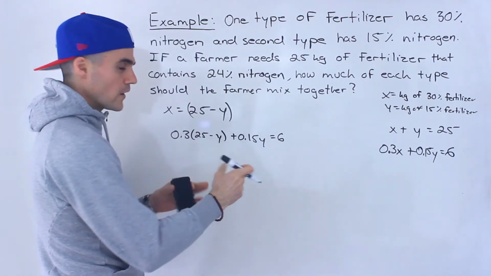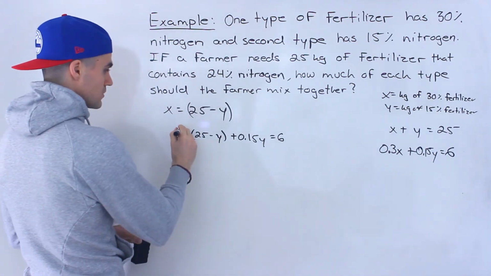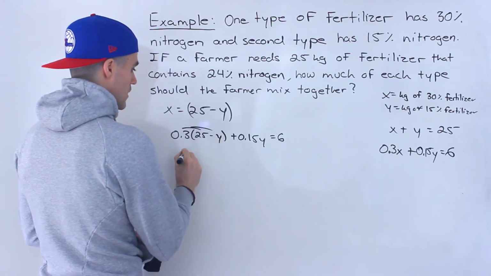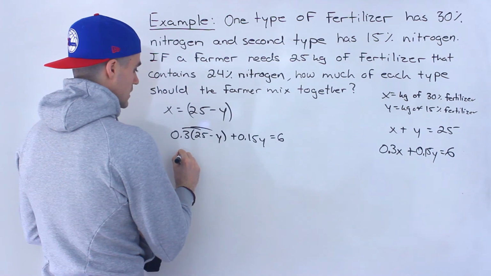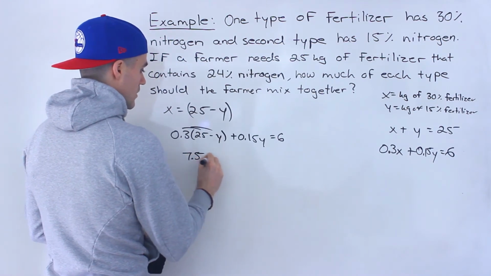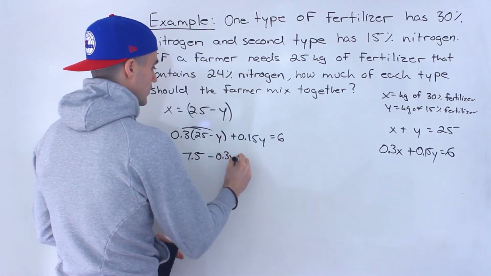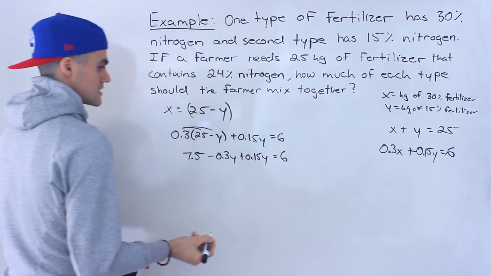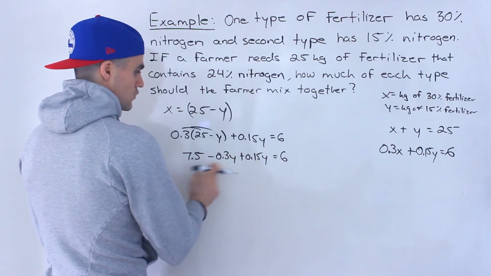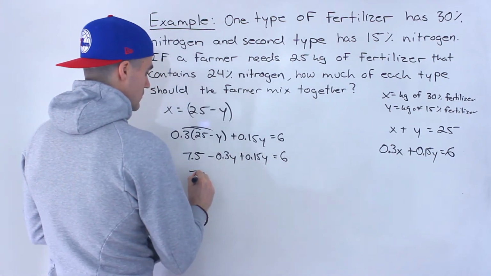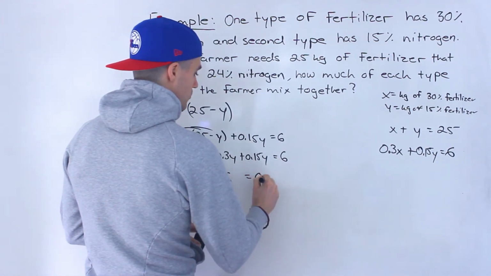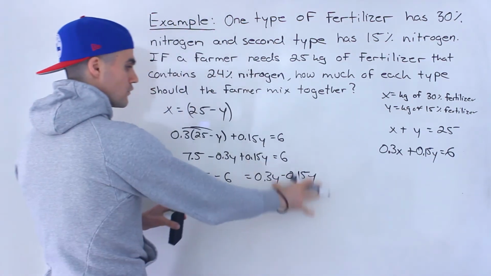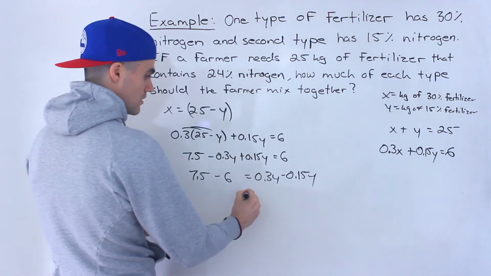And now notice we have an equation in terms of one variable. To solve this, we would distribute: 0.3 times 25 would give us what? 7.5 minus 0.3y plus 0.15y, and that's going to be 6. I'm going to bring the 6 over, and I'm going to bring both of these over. So we'll have 7.5 minus 6 equals 0.3y minus 0.15y, right? All the signs are changing. Bringing all the variables to one side, all the numbers to the other.